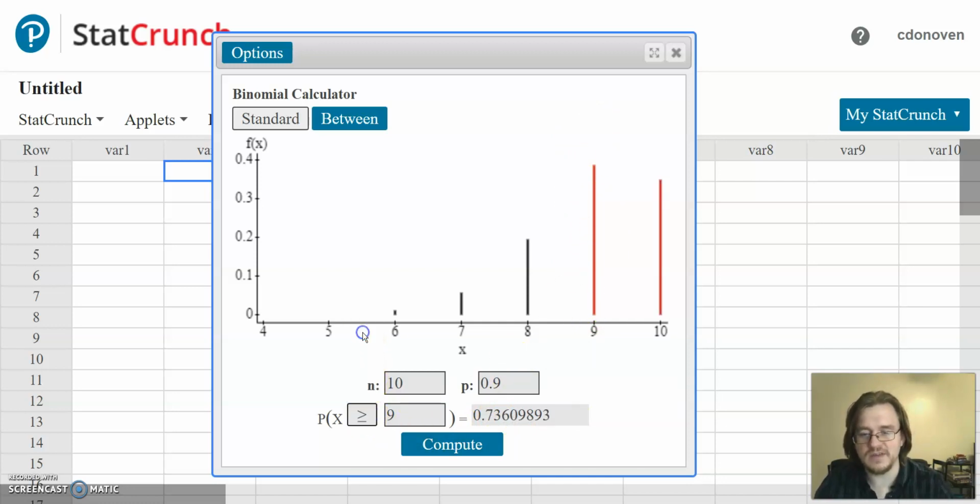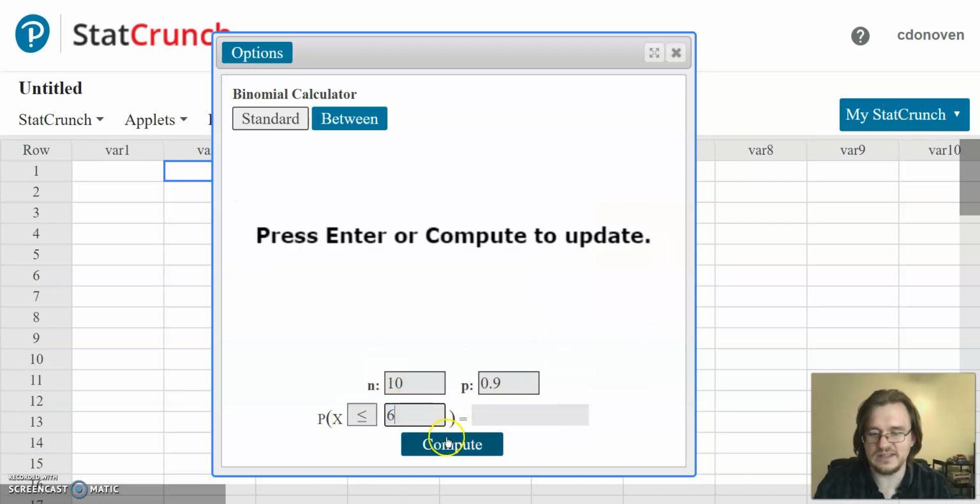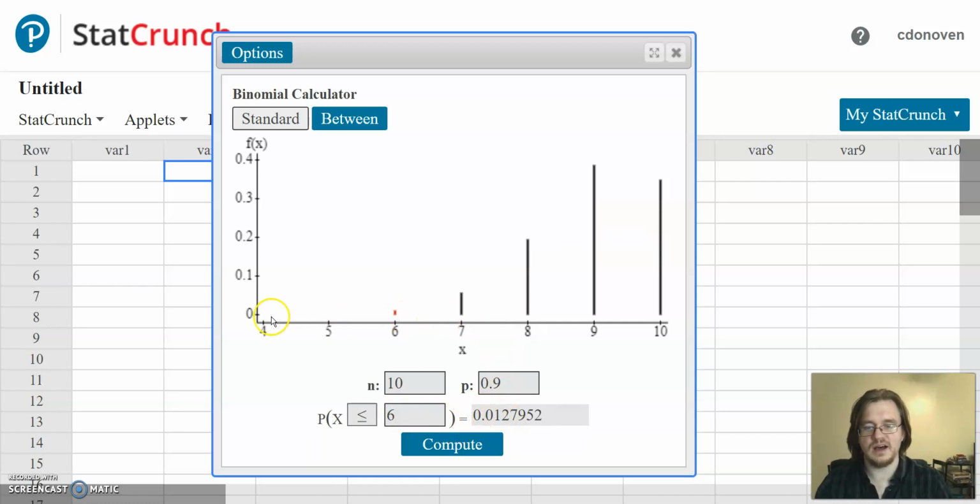We could look at the probability of getting greater than or equal to 9, which will be 73.6%. So the probability of making 9 or 10 free throws is pretty good. But if we look at the probability of making less than or equal to, let's say, 6 free throws, we can see that that probability is going to be way down to about 1%. So this is going to be a statistically significant event. If we make 90% of free throws on average, making 6 out of 10 free throws or fewer is very, very unlikely.